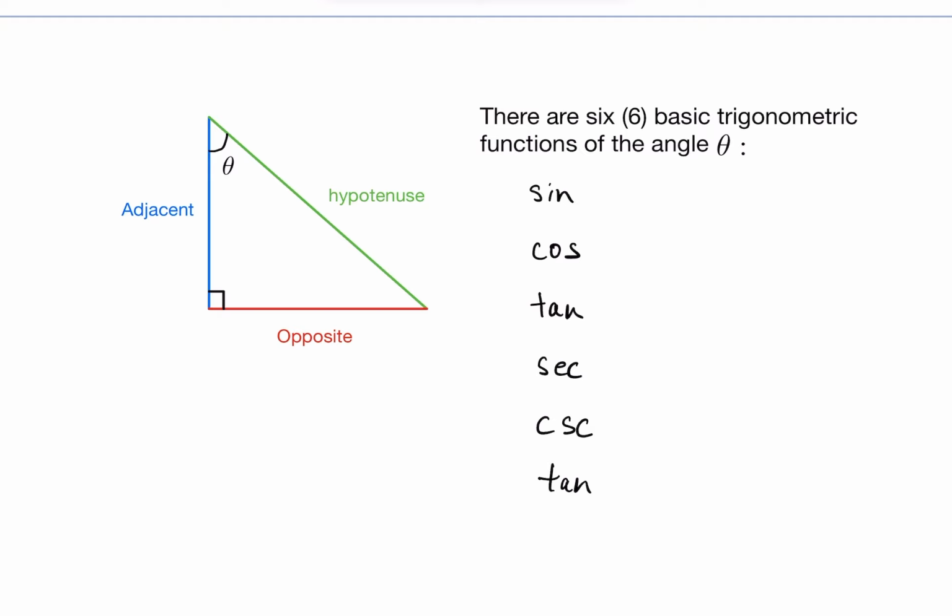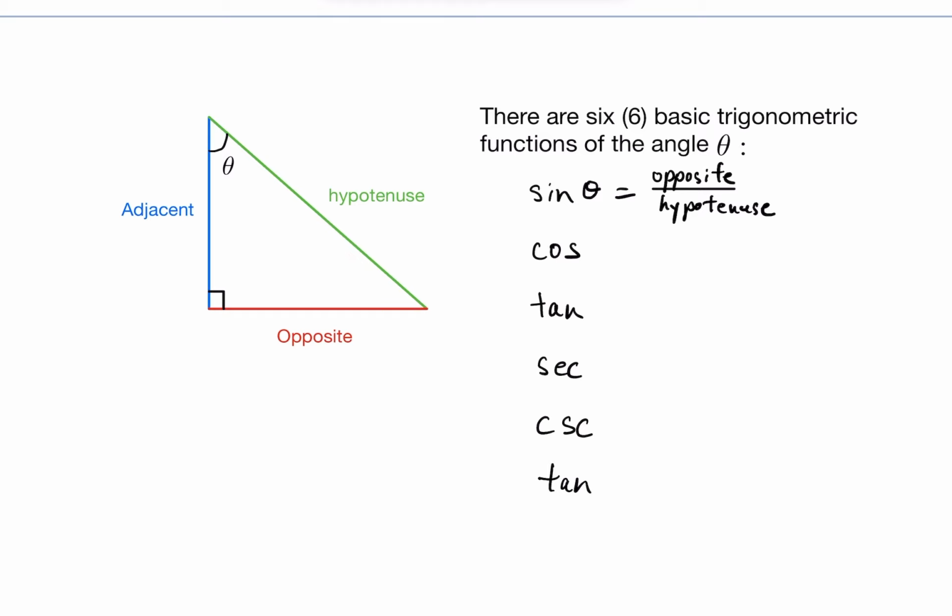So if we were to take the sine of theta, the sine of theta is going to be equal to the opposite side divided by the hypotenuse. Okay, so the sine of this angle is going to be the opposite over the hypotenuse.